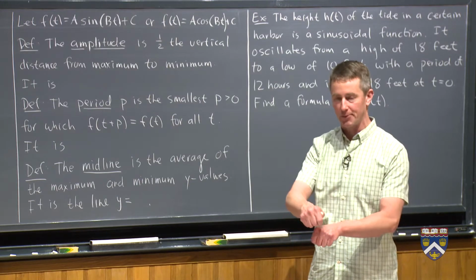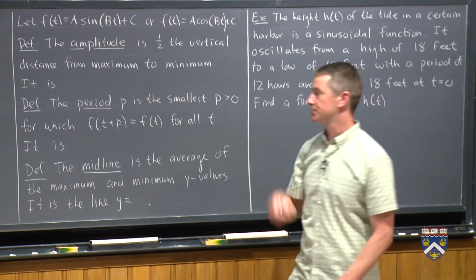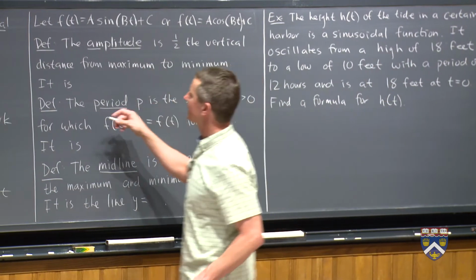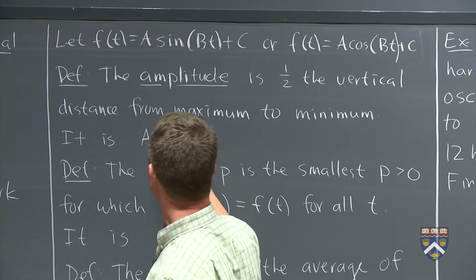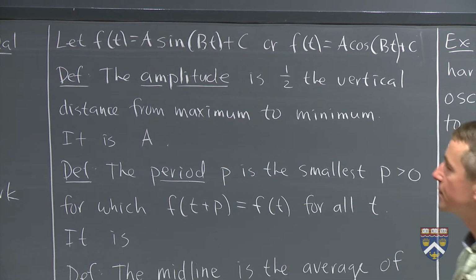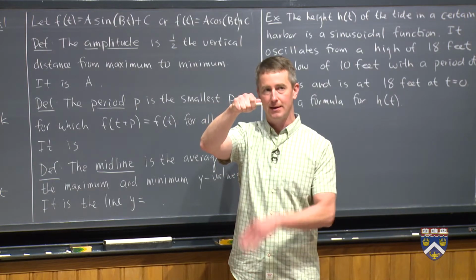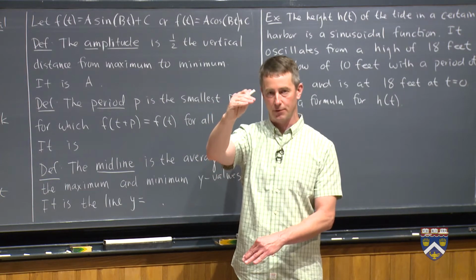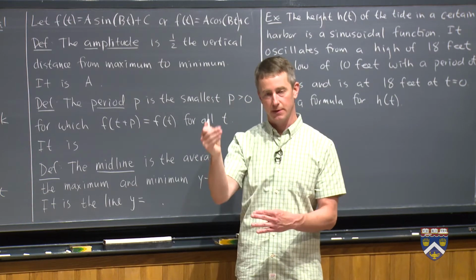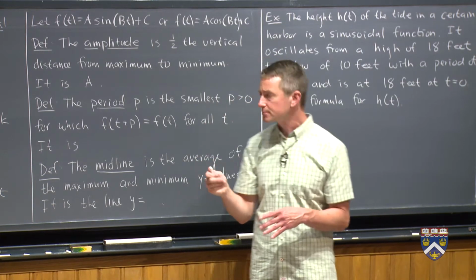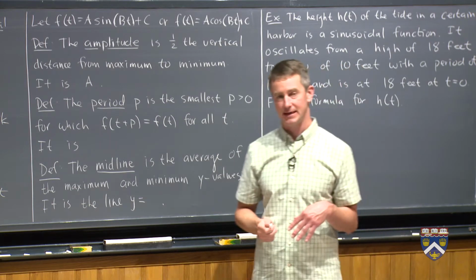We learned last week that multiplying by A on the outside stretches the graph vertically. So we can say that the amplitude is A, but we have to be a little bit careful because, for example, if I do 3 sine of t, the graph gets stretched vertically by a factor of 3, now goes from a low of -3 to a high of 3, total distance of 6, so the amplitude should be half of that, 3. But what if I do -3 sine of t?